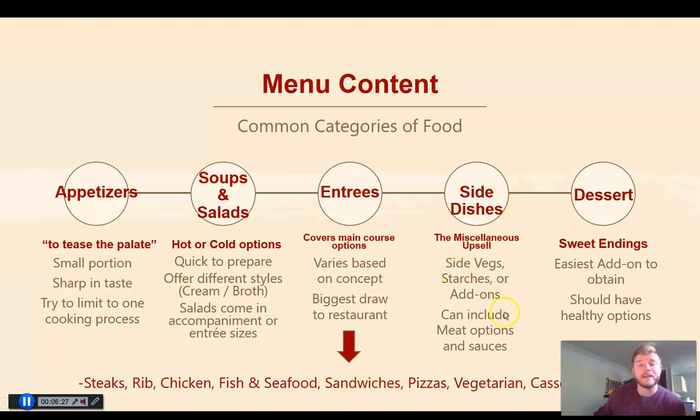Side dishes. So this is the upsells. This is the side veg and the side rice and potatoes. It can include meat options and sauces. So if they want an extra side of gravy or they want an extra shrimp skewer, these are things that you have to understand need to be on your menu as well. And they're usually really good upselling things. So you can make a lot of money off this.